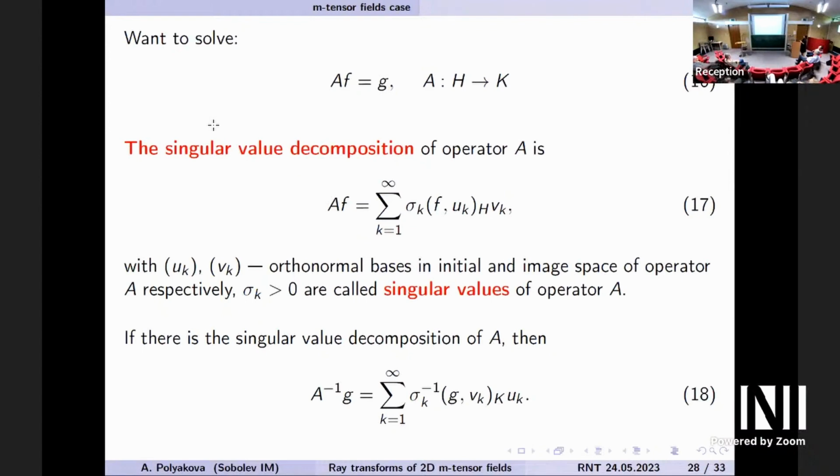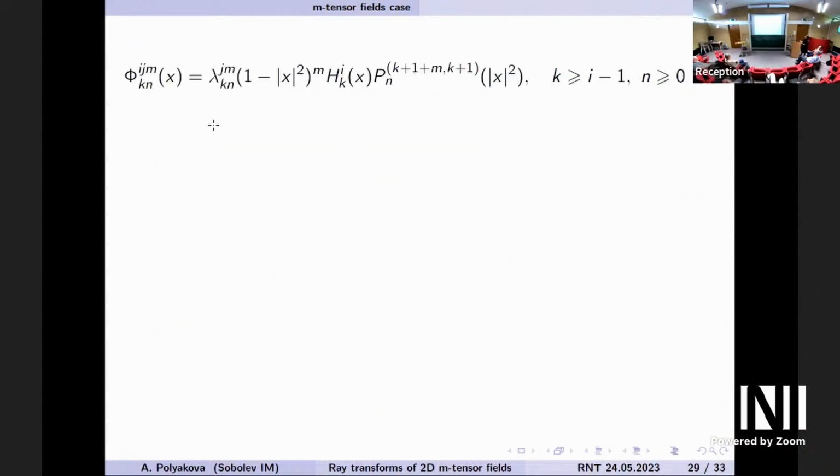Our task was to construct the singular value decomposition of our transforms, at least one of the three, because there is a connection between the different transforms. It was a nice task. After this, we can reconstruct an m-tensor field, numerically using the truncated transform, but analytically using this form only. And for this, we use a potential of such type.